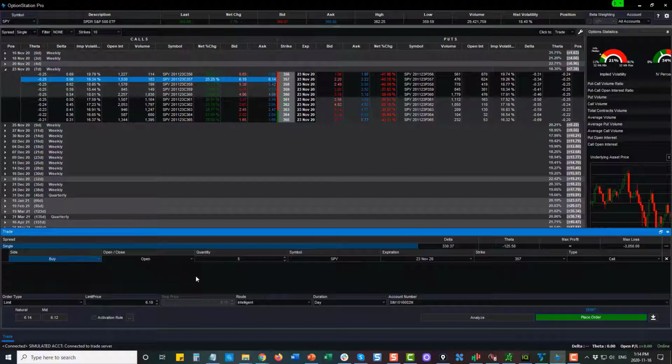So essentially, remember, think about this quantity. Every one contract is 100 shares. So if I'm going into this at 1, that's one options contract. That's the same as looking at the 100 shares. Okay, look it up here.